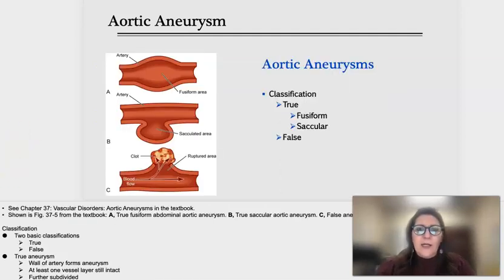So how it classifies, you might have a true aneurysm, which is fusiform or saccular, so you see the top and the bottom, or a false aneurysm, or pseudoaneurysm, which you see on the bottom. You think it's an aneurysm, but it's not. It's really the clot that's outside the aneurysm, but you can see why you might get confused if you look at the top picture and the bottom picture.